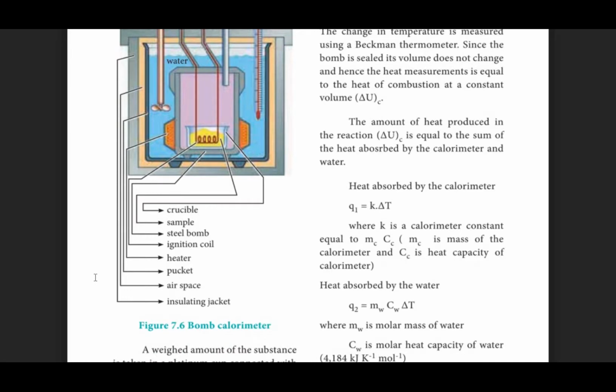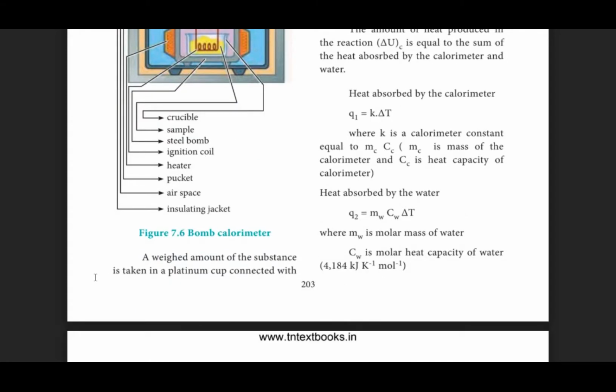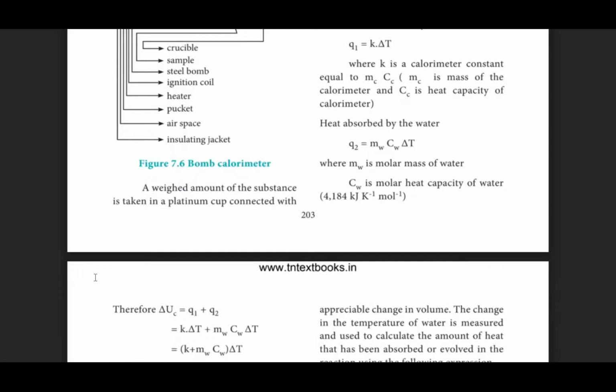Heat absorbed by the calorimeter Q1 is equal to K into delta T. Here K is the calorimeter constant, equal to MC into Cc, where MC is the mass of the calorimeter and Cc is the heat capacity of the calorimeter. Heat absorbed by the water is Q2 equal to MW into CW into delta T, where MW is the molar mass of the water. CW is the molar heat capacity of water, that is a constant value, 4.184 kilojoules per Kelvin per mole.